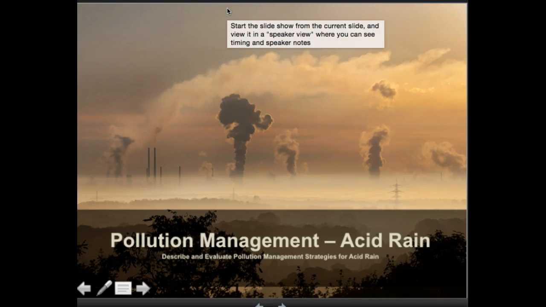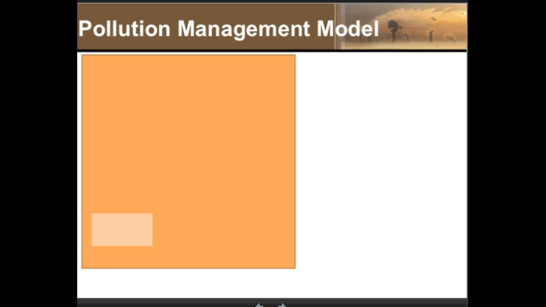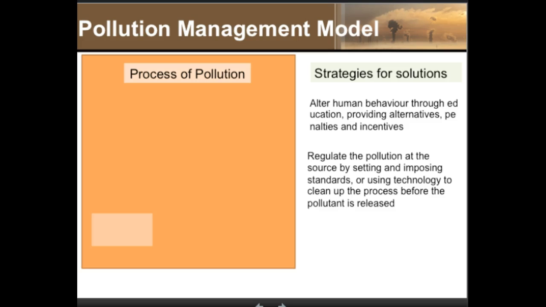So how do we manage acid rain? We need to think back to our pollution management model. So every type of pollution that you're asked to describe a management strategy for, you need to come back to this model. So you've got the process of pollution and you've got strategies for solutions. The strategies are that first you alter human behavior through education, providing alternatives for people, perhaps penalizing them, or perhaps giving them incentives. So these are the kinds of strategies you're thinking about in the very beginning.